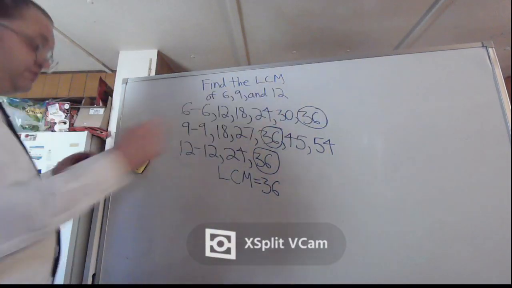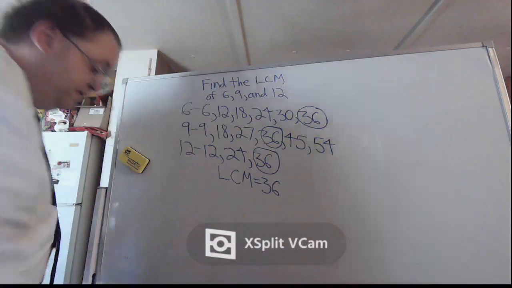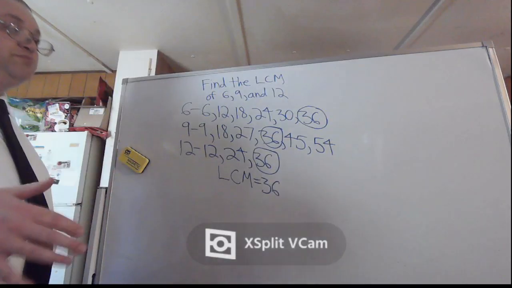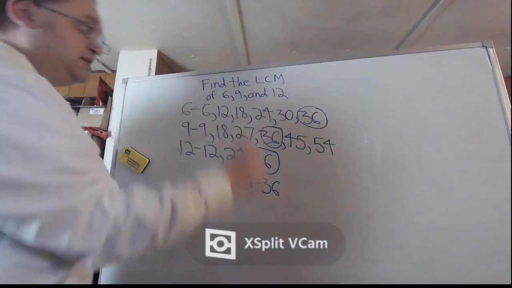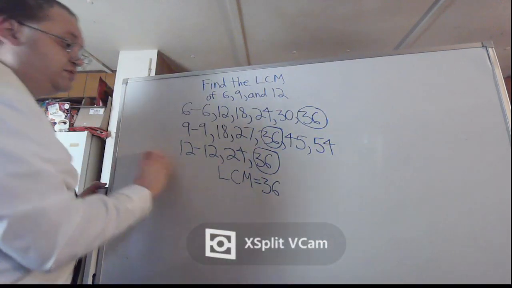Again, you could go on further down the line. You'll find more multiples of these three numbers, but you want the smallest common multiple, which is 36.